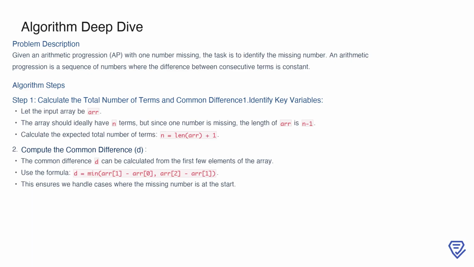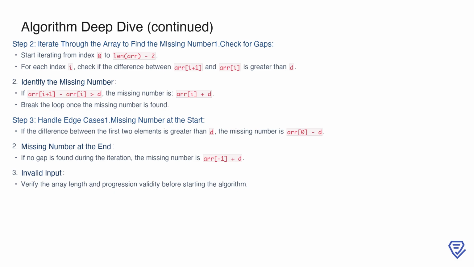By taking the minimum difference, we ensure that our calculation is accurate even if the missing number is near the start of the sequence. Once we have the value of d, we can move on to locating the missing number. To do this, we iterate through the array and look for any gaps in the progression. Starting at index 0, we check the difference between each pair of consecutive elements. If the difference between ARR[i+1] and ARR[i] is greater than d, it means we've found the gap where the missing number should be. The missing number can then be calculated as ARR[i] + d. Once the missing number is identified, we can exit the loop.